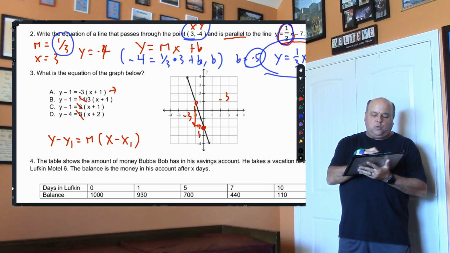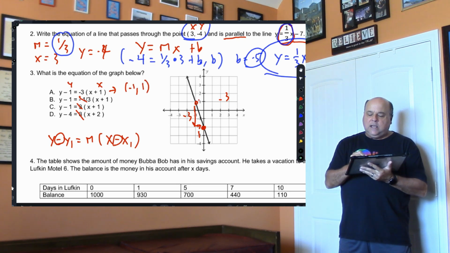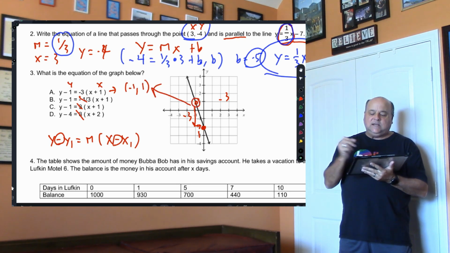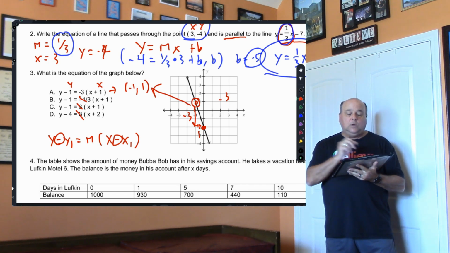Now then, look at this point. This is my x and my y, but remember they're opposites, right? So the opposite of +1 is -1, the opposite of -1 is 1. And look right here, that point is (-1, 1). So this one would work.